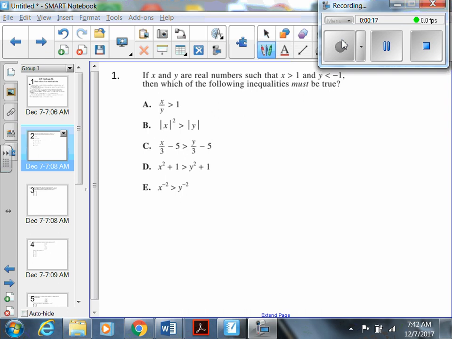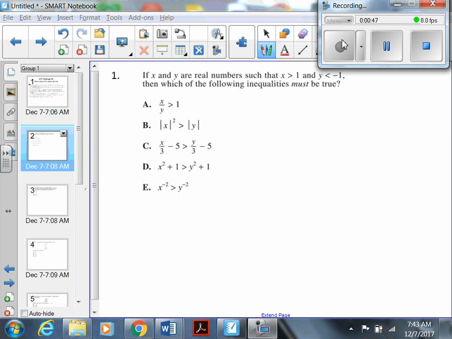If x is greater than 1, you could pick any number that's bigger than 1 for x. And if y is less than -1, you can pick any number for y as long as it's less than -1. Using those values, go ahead and see which of these inequalities must be true. Try it on your own to start with. All right, so let's take a look at how we could approach this problem. And remember, process of elimination is going to be a big part of this process.